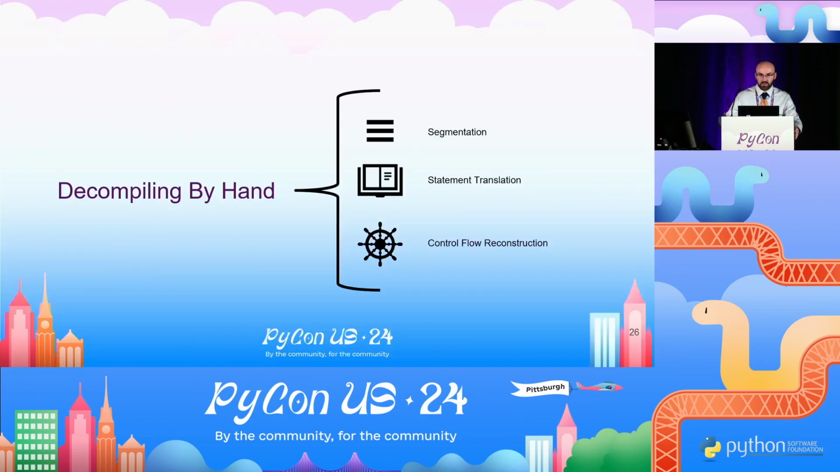So to decompile by hand, you really have three main steps. The first one is segmentation, where we're going to identify statement boundaries, break down the bytecode into something that's a little bit more manageable for people to deal with. The second step is statement translation, where we're going to translate each statement of bytecode into a statement of source code. And then finally is control flow reconstruction, where we're actually going to stitch those kind of floating statements back together to get something that resembles the original script.